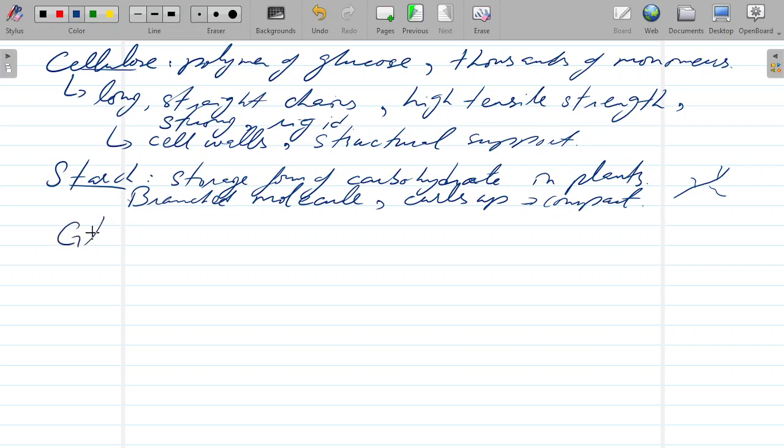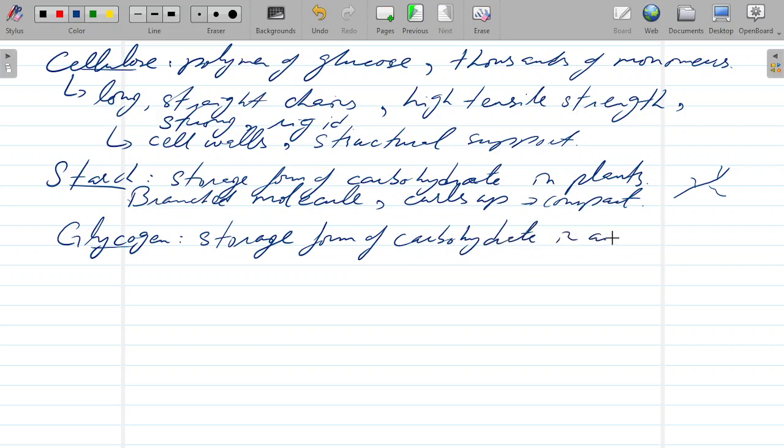And then we've got glycogen, and its properties as far as your O level is concerned are similar to starch. It is the storage form of carbohydrate in animals. It is primarily stored in the liver. It is branched, in fact, highly branched, and also curls up to be compact.